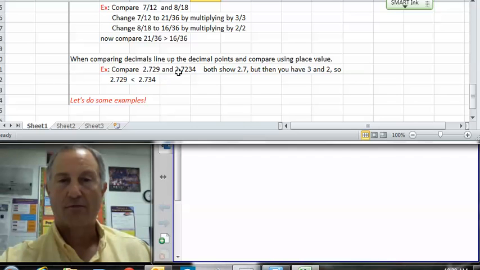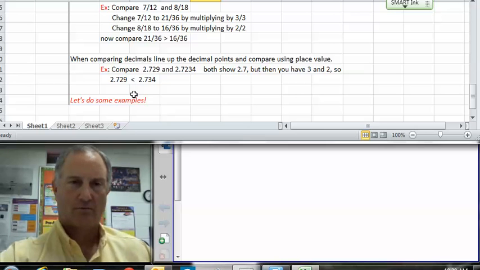So they both have a 2, so they're the same. They both have a 7, so they're the same. This one has a 2 in the hundredths place. This one has a 2 in the hundredths place. This one has a 9 in the thousandths place. This one has a 3 in the thousandths place. So this one's bigger. And I've got my symbol going the wrong way. That should go the other way. It should be eating this one up.